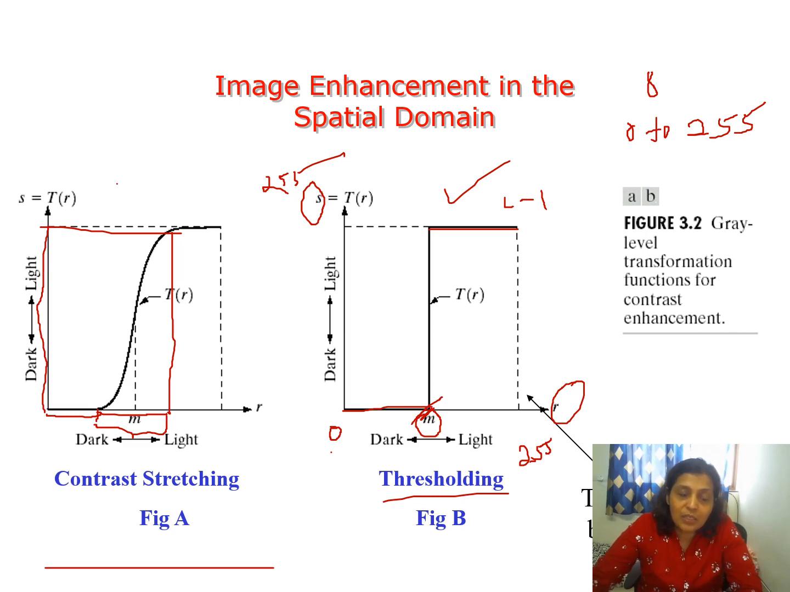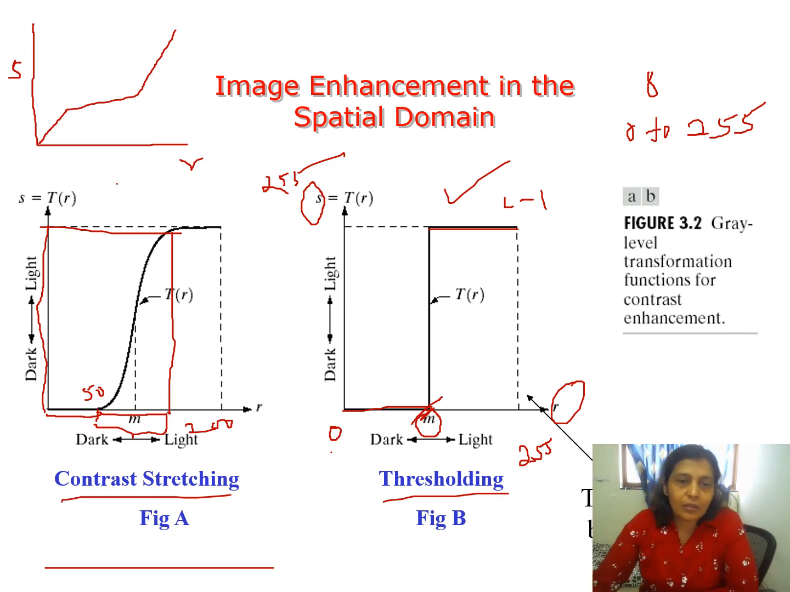And suppose this is 50 and this is 200. So a 50 to 200 input range means how many gray levels? 150, right? So 150 gray levels we are going to map to 255 output gray level values. So naturally the dynamic range will increase and the contrast will increase. This is known as contrast stretching. There are two types of contrast stretching techniques. One is known as linear contrast stretching and the other is called piecewise contrast stretching.